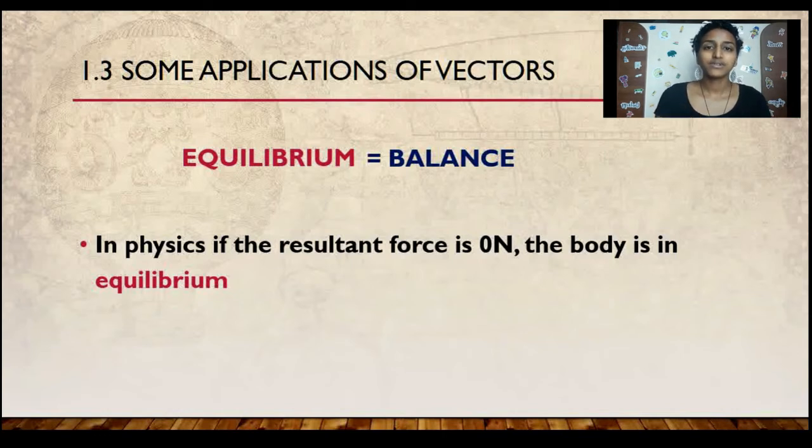If we find the resultant, and the resultant is 0 Newton, this could happen. You could have vectors in all sorts of directions, and when you add them up together, they turn out to be 0 Newton. This body is in equilibrium.